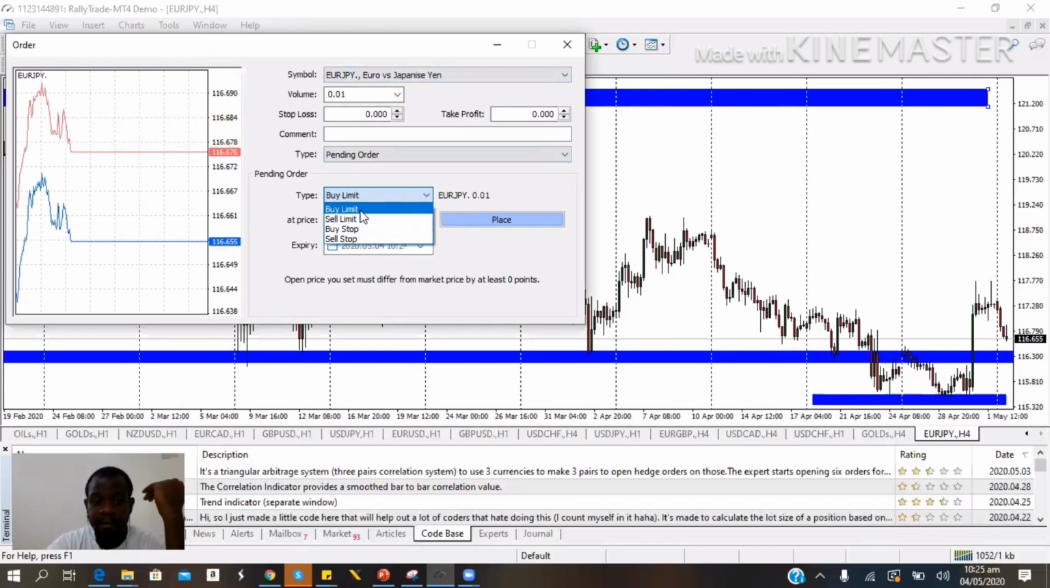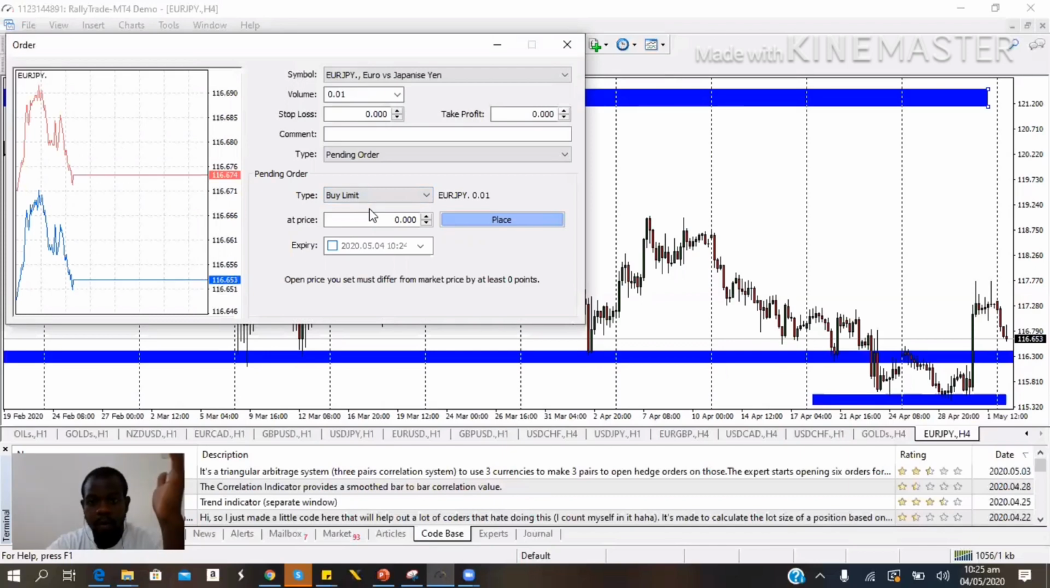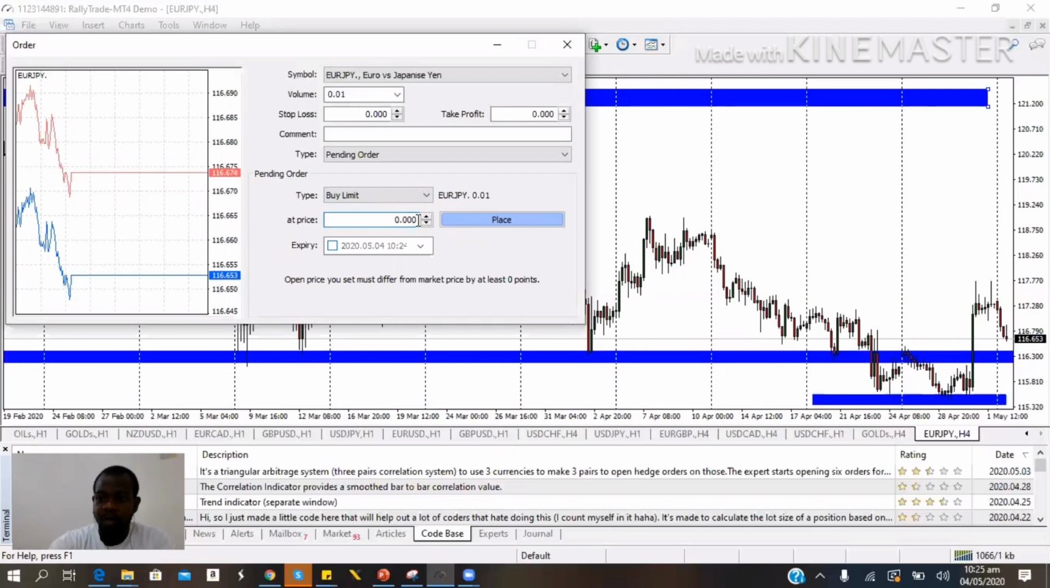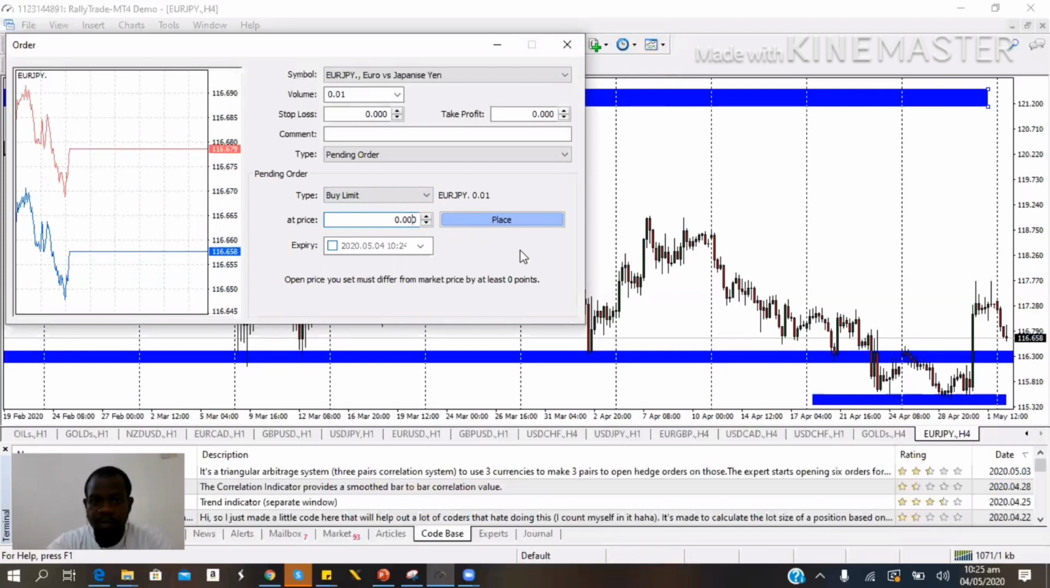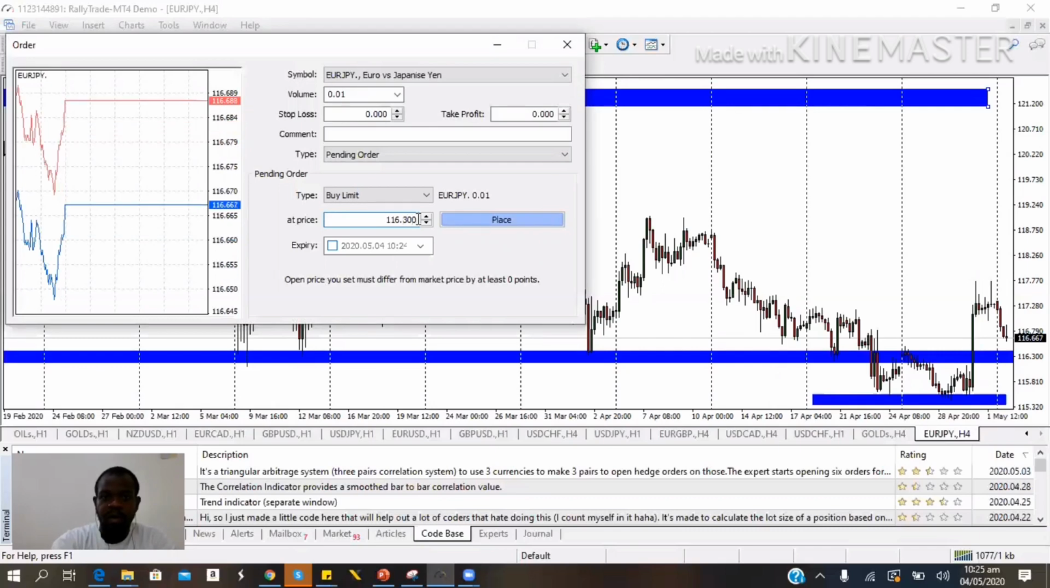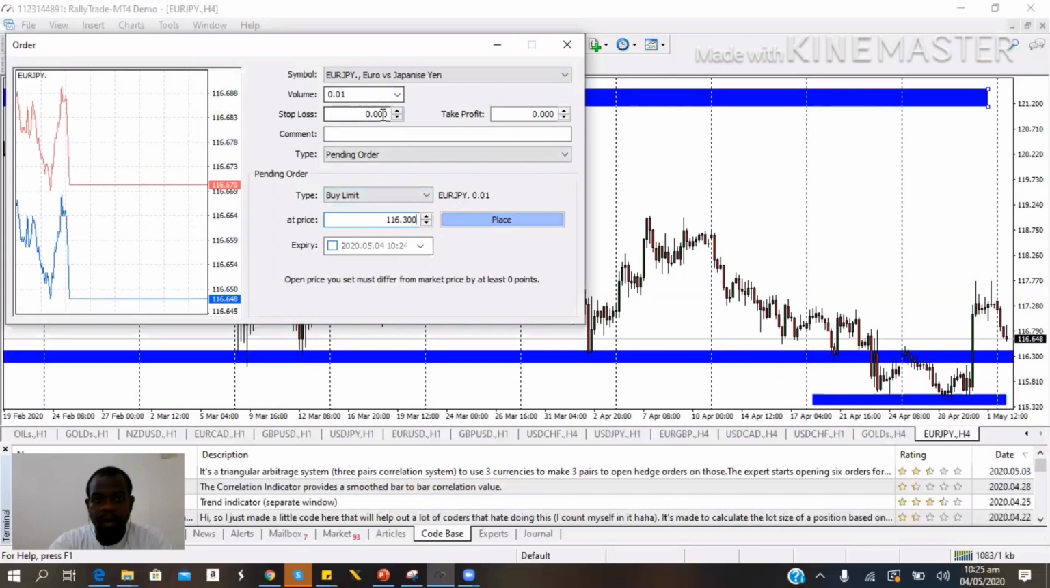So I'm going to choose a buy limit in this example, because we expect price to go down, pick our limit, and then go up. At what price now? If you're using a phone, it's the same thing. I'm going to choose a price. This is the point where I want it to get to, 116.300. So let's do that together. 116.300. Great. So let me place the order, and then you can set yours as well.